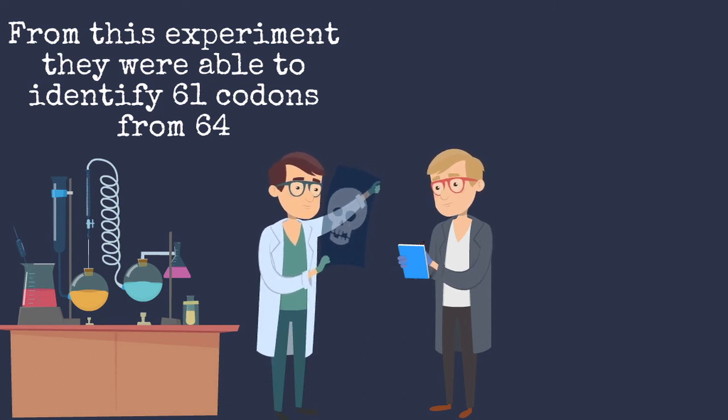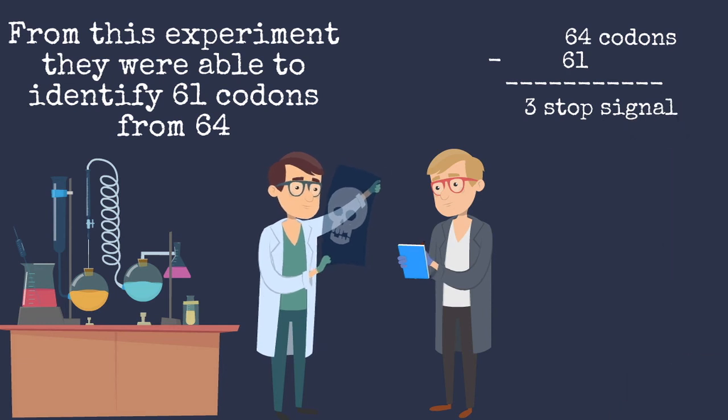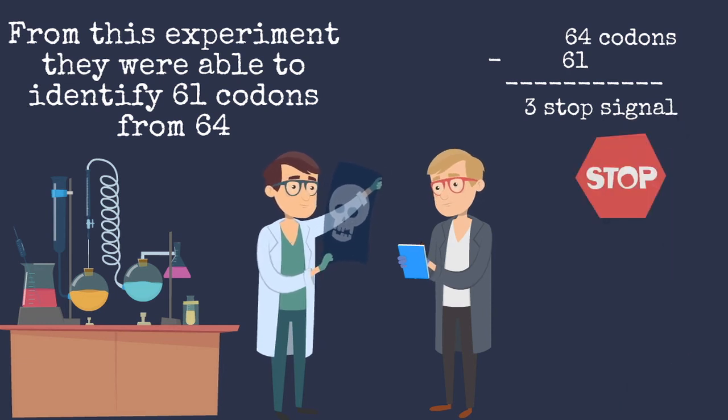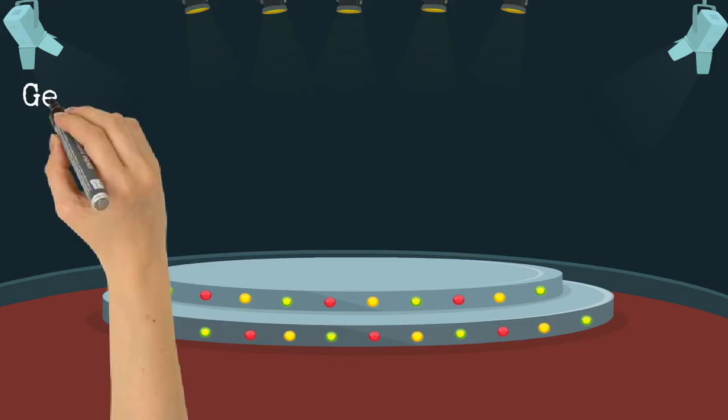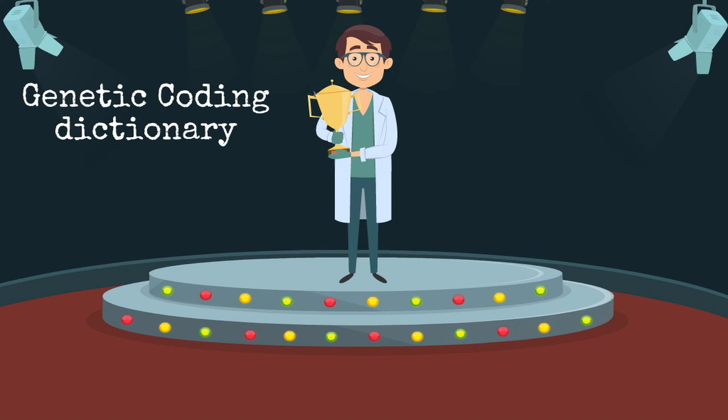They also discovered that the cell decoded mRNAs by reading their nucleotides in groups of 3 called codons. Since there are 64 codons and 61 of them code for amino acids, the 3 codons left are stop codons that end translation. The experiments done by Nirenberg and his colleagues resulted in the genetic coding dictionary that we now use today.